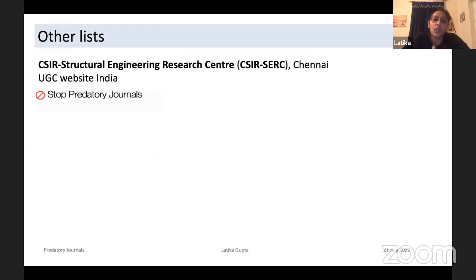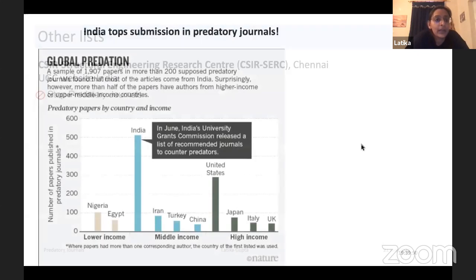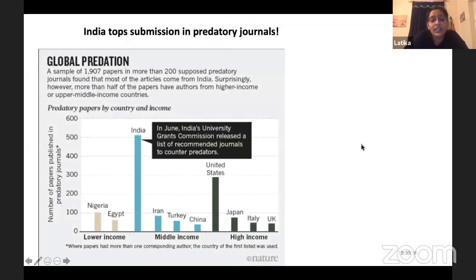So this is not all. There are other lists like the CSIR and the UGC website in India, or the Stop Predatory Journals. There are many more which you can look out for. And unfortunately, India does top the submissions in predatory journals, according to this report published 2 years ago. And that's why the UGC has released a list of recommended journals to counter predators. And it's always good to check if the journal you're targeting is on this list or not, because you don't want to be publishing in a predatory journal.